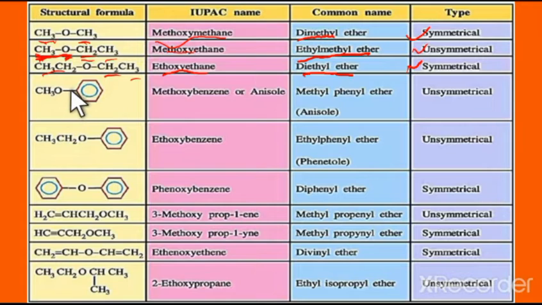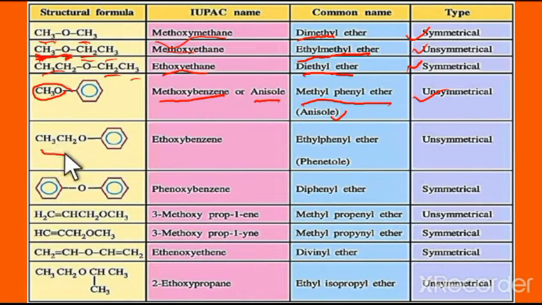Next, the OCH3 group present on the benzene ring. This is known as methoxybenzene, also known as anisole. This is the IUPAC name. The common name is methyl phenyl ether. It is also considered as anisole. So it comes under the unsymmetrical ether.